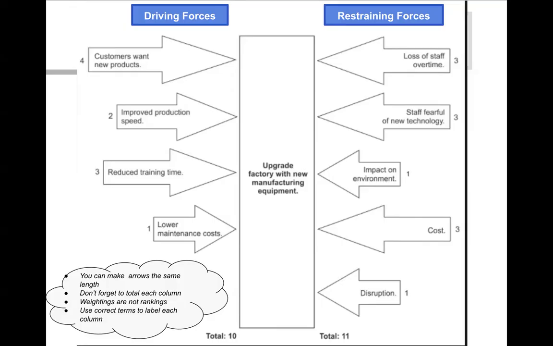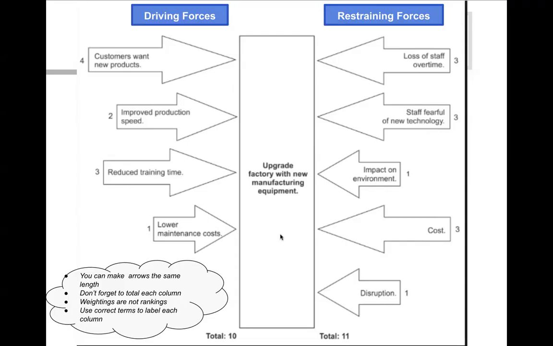One of the bigger mistakes students make right at the beginning is you label the top of each column driving forces and restraining forces. So making sure you're using those terms as opposed to positives, negatives, or pros, cons. So we're looking at the correct terminology here. Driving forces, restraining forces, and then we are looking at the change being in the middle of the force field analysis. That is, again, one of those things that's super important that we're constructing it correctly to the AO4 level. Driving forces, restraining forces labeled above each column, and then upgrading with new equipment.